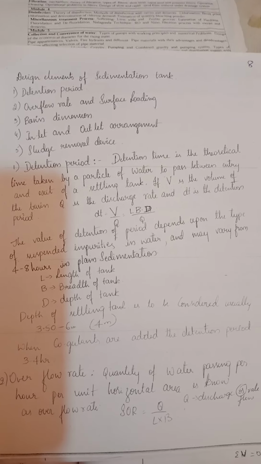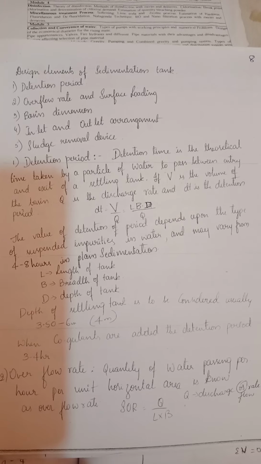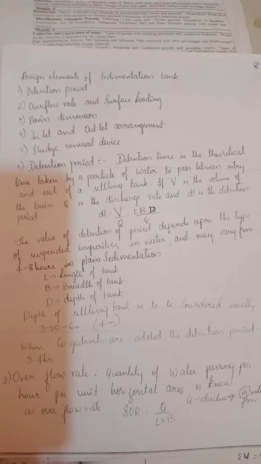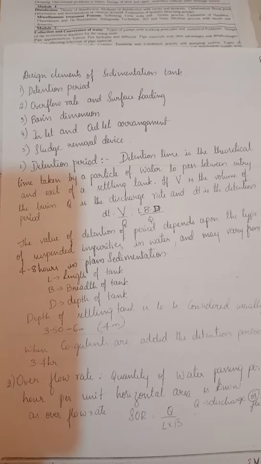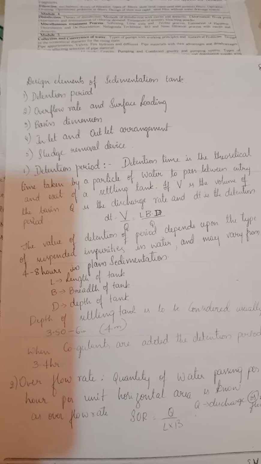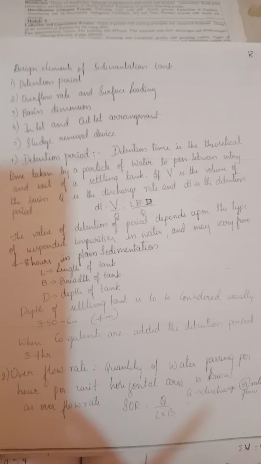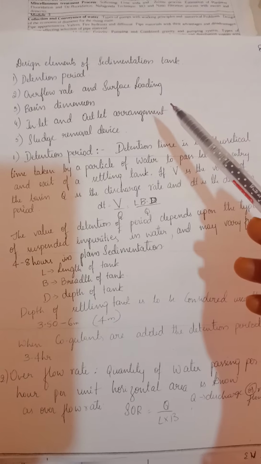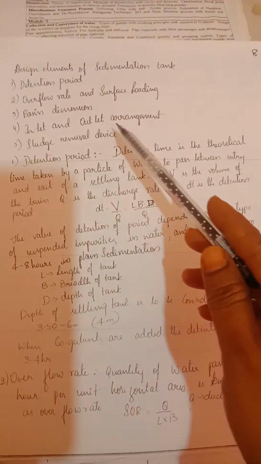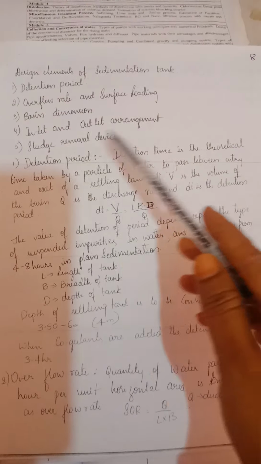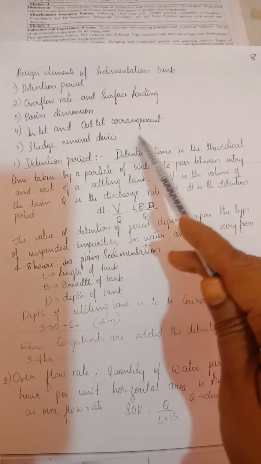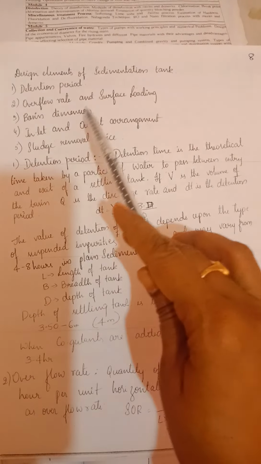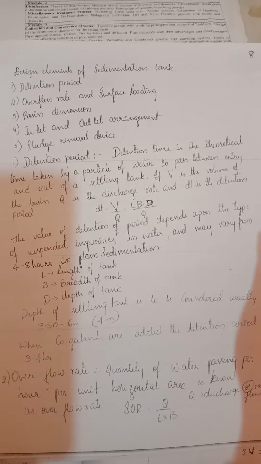In the last video, I explained the derivation of settling velocity of discrete particles. In this video, I am going to explain the design criteria of a sedimentation tank. Some of the design criteria of a sedimentation tank are detention period, overflow rate and surface loading, basin dimension, inlet and outlet arrangement, and sludge removal device. All these are the design elements of a sedimentation tank.